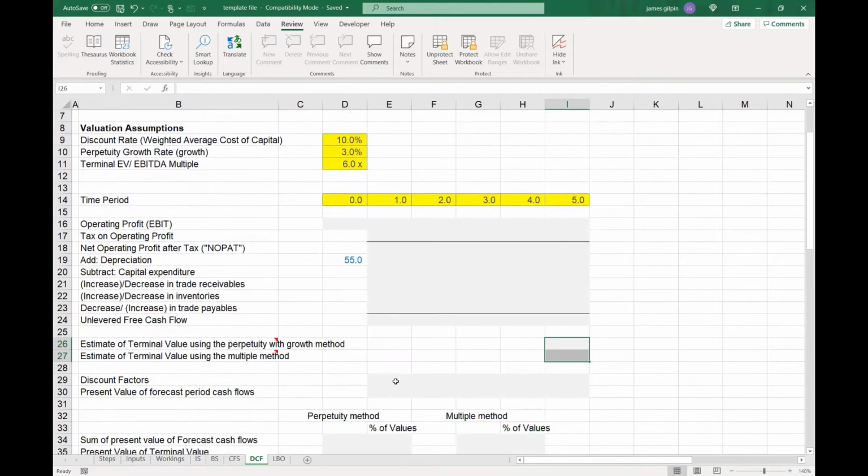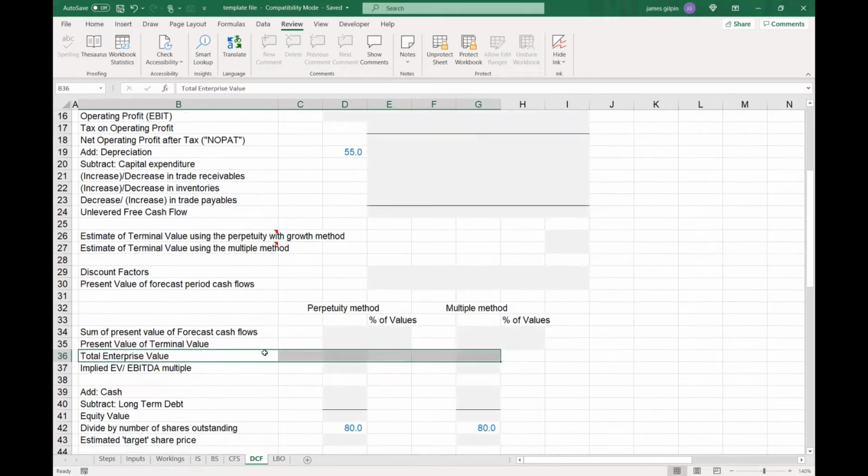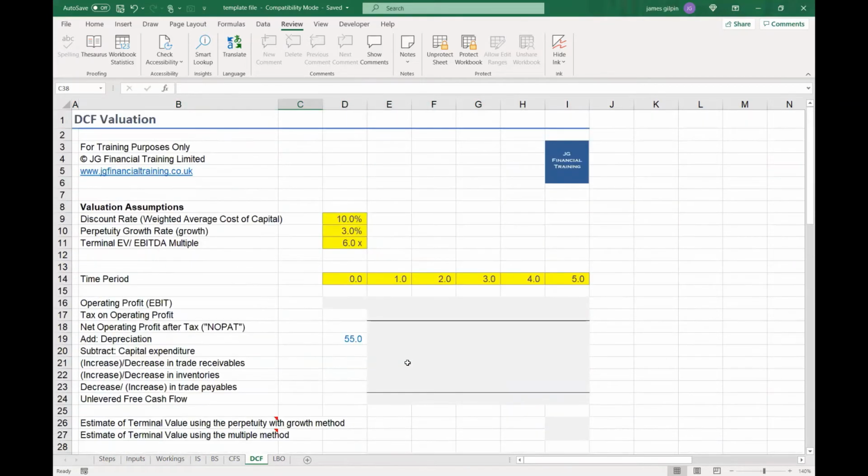Step 4 is then discounting everything, discounting the cash flows, discounting the terminal value to come up with a present value, and we're summing the present values of the forecast cash flows and the terminal value to get to a total enterprise value in row 36. And then the final step is to work out what our estimate of the equity value, the value of the shareholders' share in the company is. And if we do have a number of shares, which we do, we've got 80 million shares, we can then estimate a target share price, what we think the price per share is for this business. So let's start off at the top.